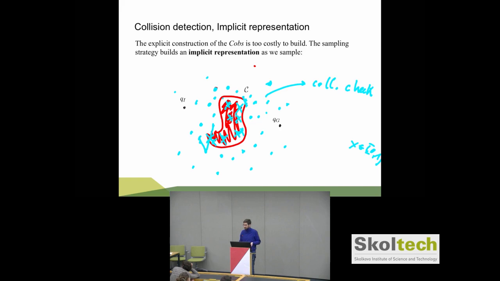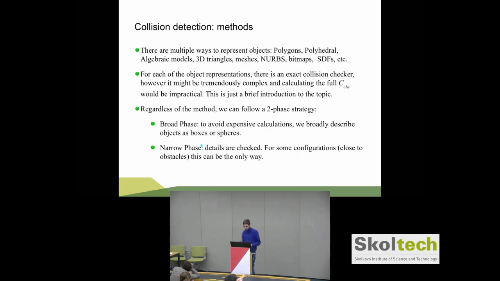Maybe each configuration is dimension 10. But still, with enough collision checkings, you have guarantees that you have a good representation. Not totally accurate, but at least good enough of your configuration free space. Okay, so now what we need is collision checking methods.